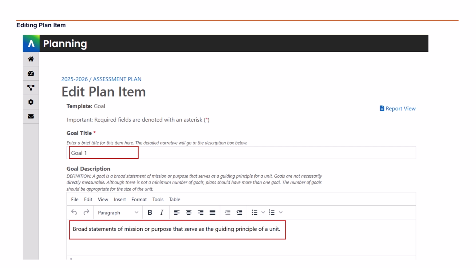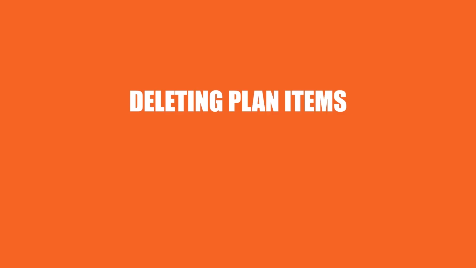Unlike other software platforms, Blackboard Planning does not require users to manually save their work. Changes are automatically saved as they are entered. While editing allows you to update existing assessment information, there may be occasions when a plan item is no longer appropriate or needed. In the next section, we will review how to remove plan items from an assessment plan.